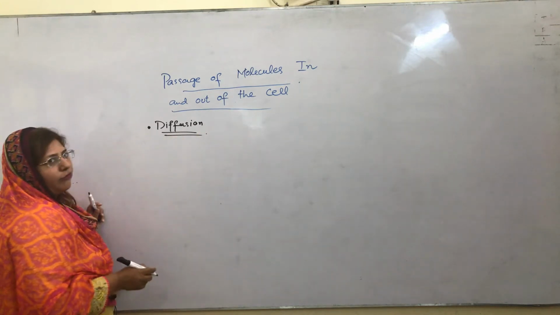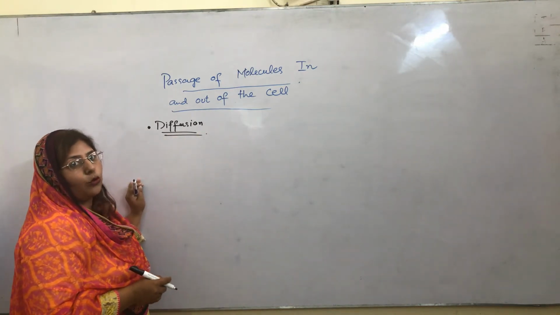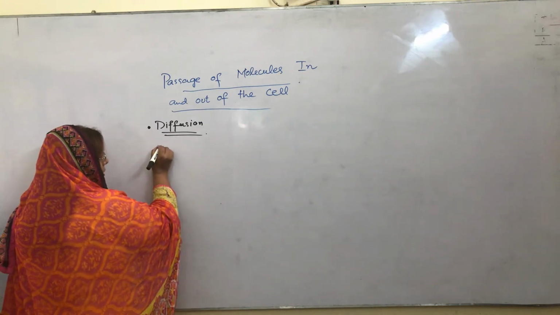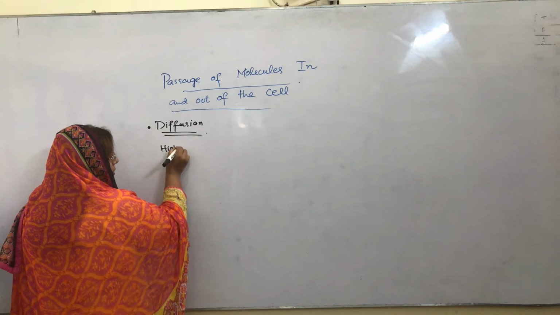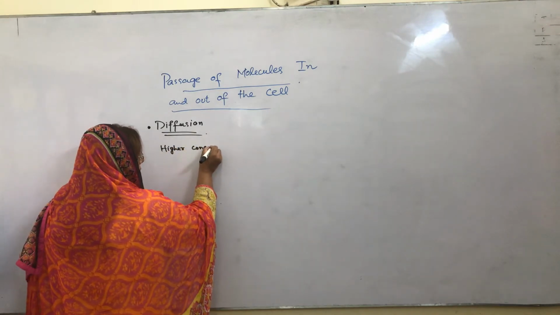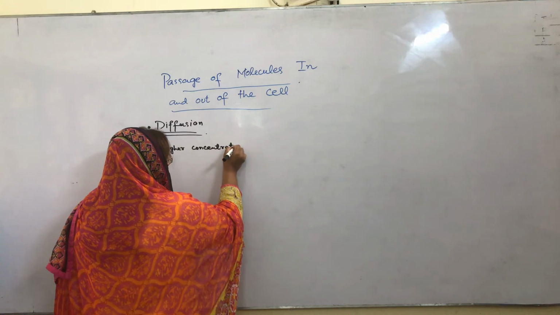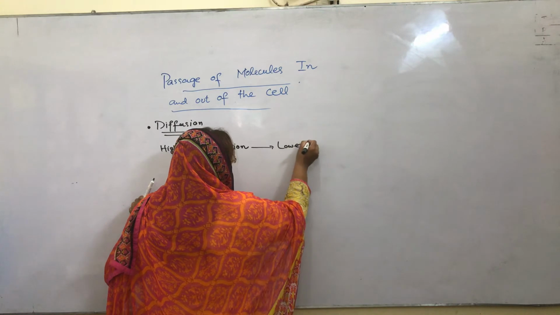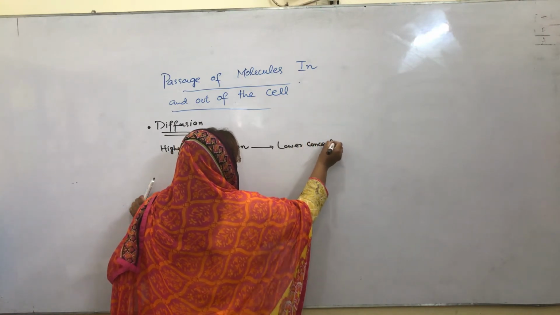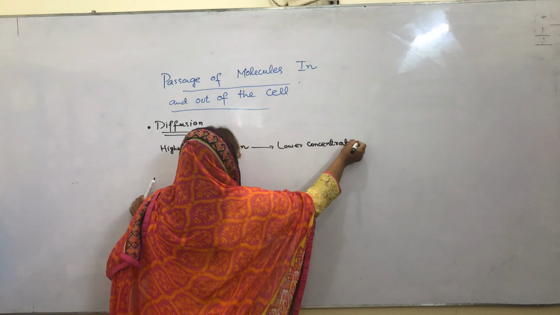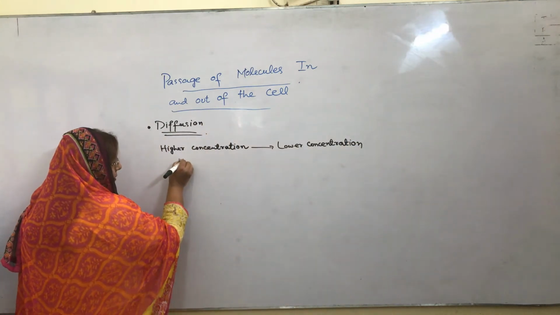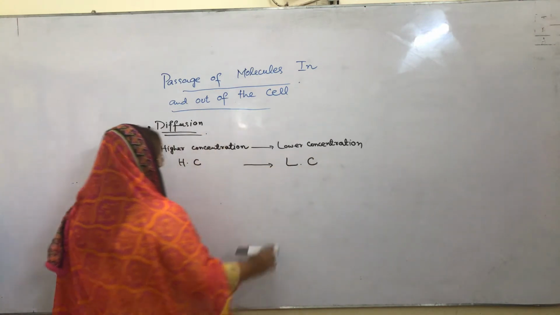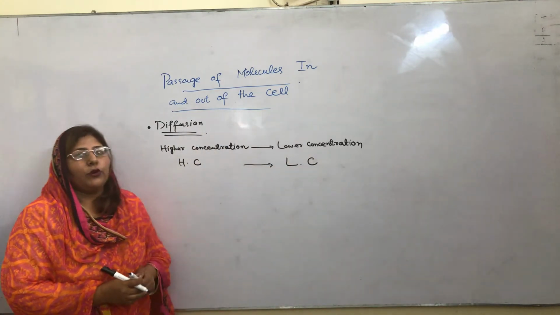It is a process in which molecules move from higher concentration to lower concentration. In short form, we can write like this: higher concentration to lower concentration. It is a movement of molecules.